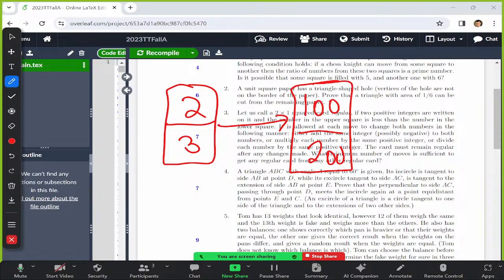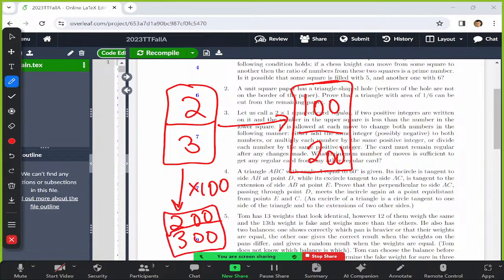Wow, very good. And what two steps are those? Times 100 and then minus 100. Very good. So if you times 100, you get to 200, 300, and then you minus 100, you get to 100, 200. Very good.